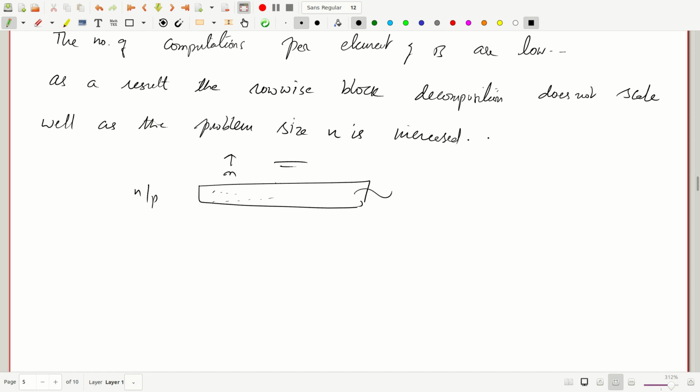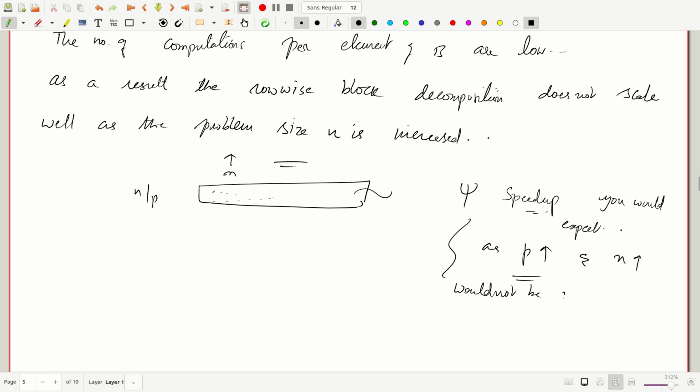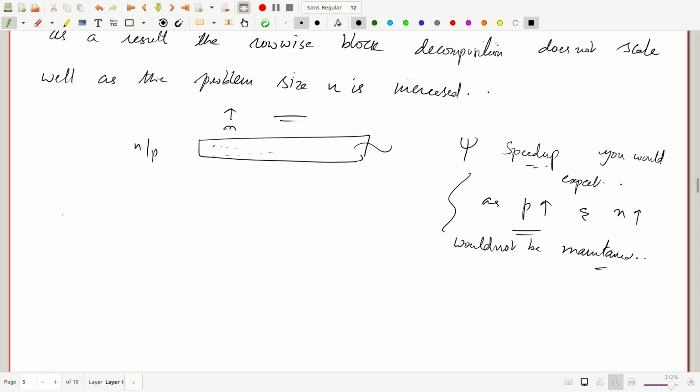So what is scaling? You would probably have some idea about speed up. The speed up you would expect as you increase your number of processes and as you increase your n would not be maintained as expected from theoretical calculations. So it's not going to preserve that speed up, rather the speed up would drop, which is not good, because then we are wasting resources, spending all the time in communications.